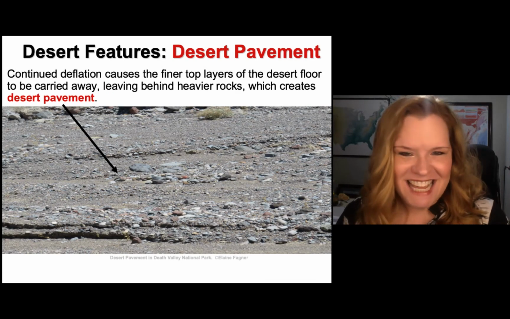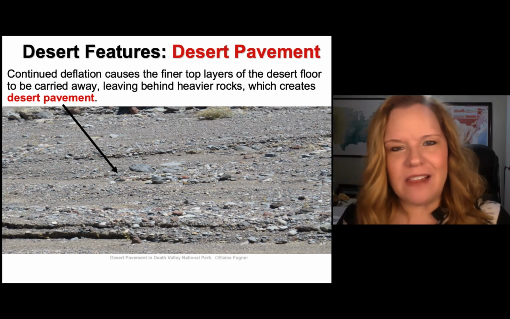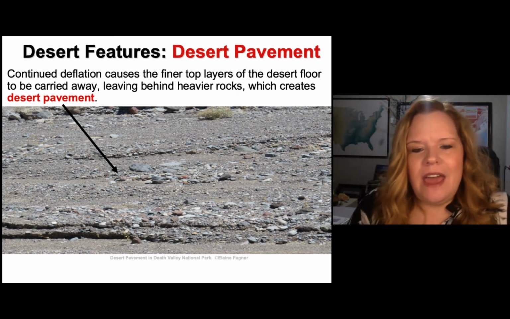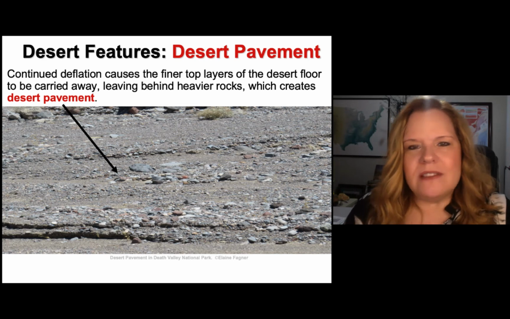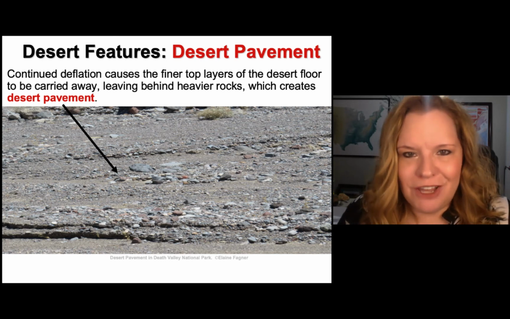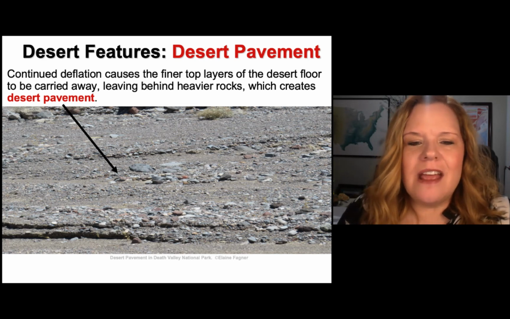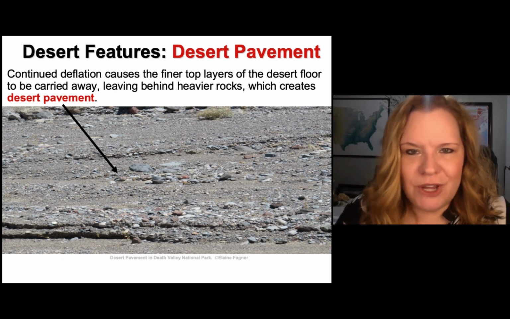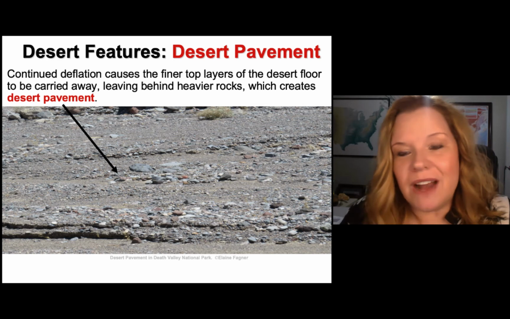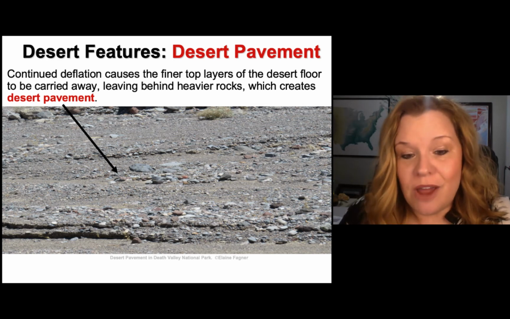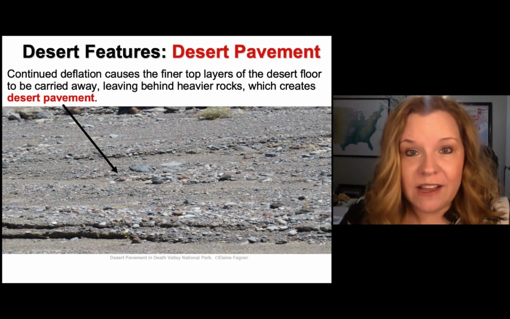Which brings me to desert pavement. This is actually in Death Valley National Park. And I want you to look at the amount of big rocks there that happen from deflation, and we're not going to be able to have a happy situation if flash flooding occurs out here. In fact, it would be, instead of a dry wash, it would be a roaring river when you have a flash flood.